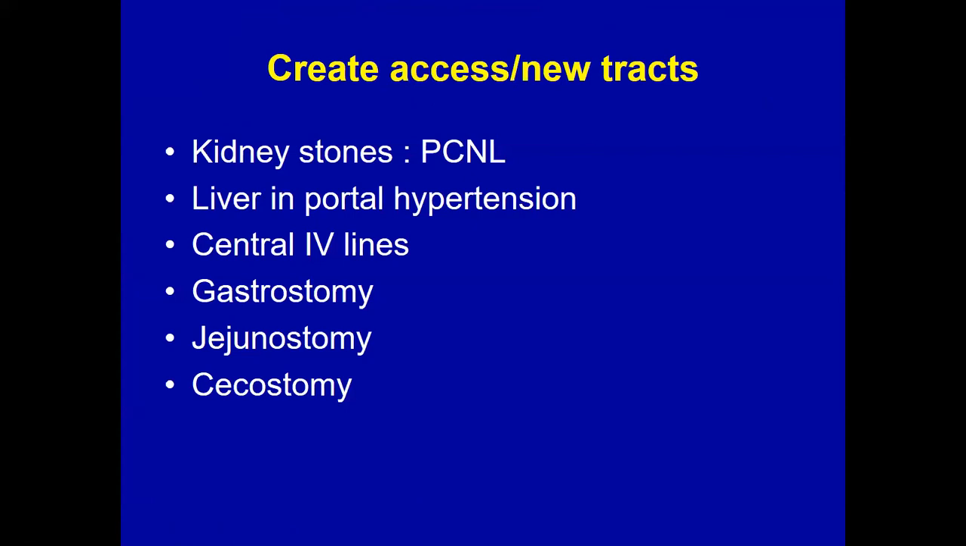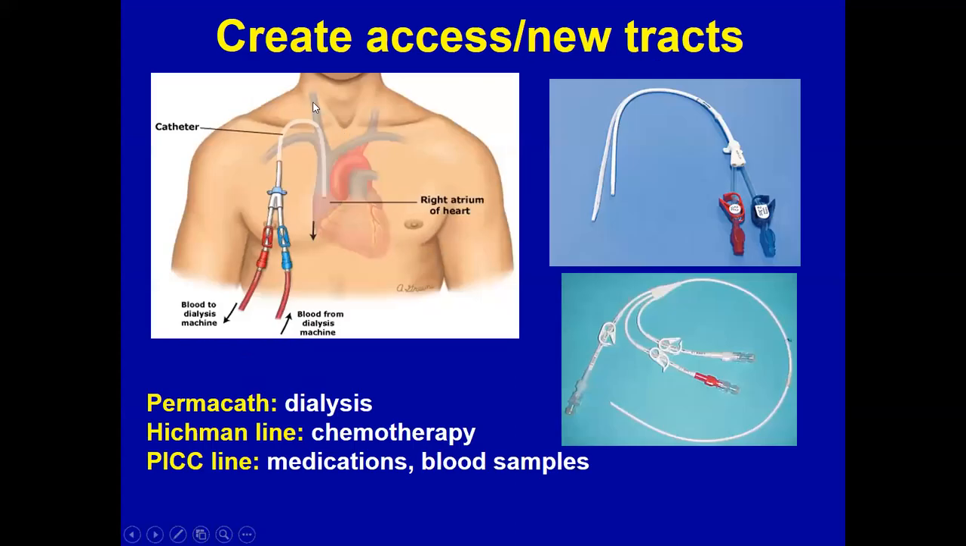The next thing we can help the patient with is to create access in the kidneys, in the liver. I'll show you as we go along. So this is the jugular vein, subclavian vein, innominate vein going into the heart. So we can create a tunnel under the skin into the jugular vein and then put a catheter like that. This catheter depends on the type, like this one and this one. So this is a permacath, this is a Hickman line. A permacath like this one is usually used for dialysis.